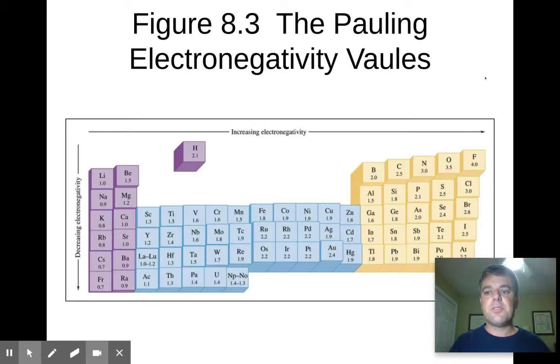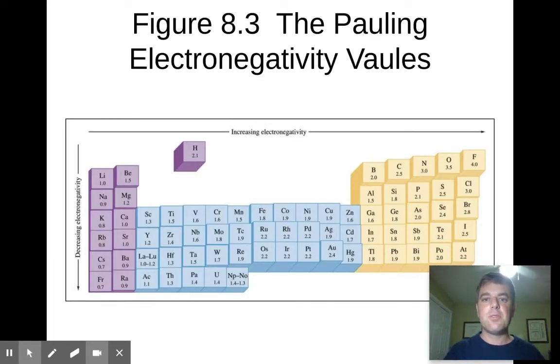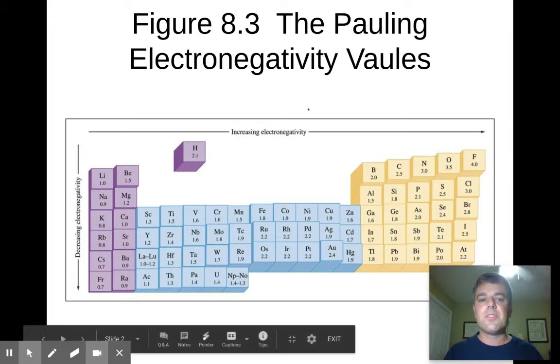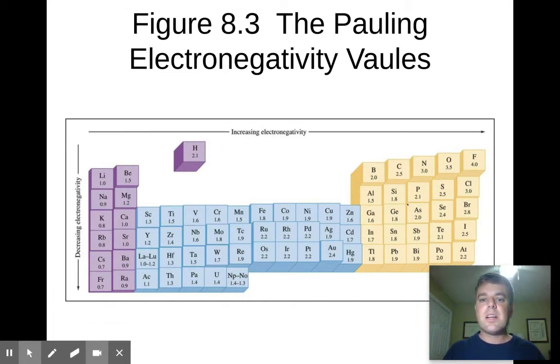So for Unit 2, I want to bring us back to electronegativity because we're going to be talking about ionic versus covalent bonding. And the difference between those has to do with differences in electronegativities. So this is a periodic table of electronegativities. And so if there are differences in electronegativities, then the atoms in a chemical bond do not share their electrons equally.